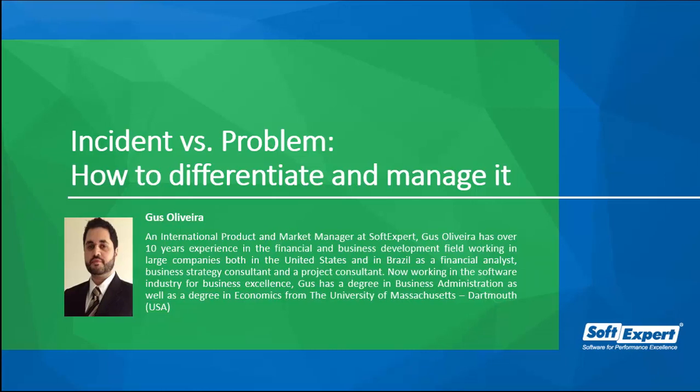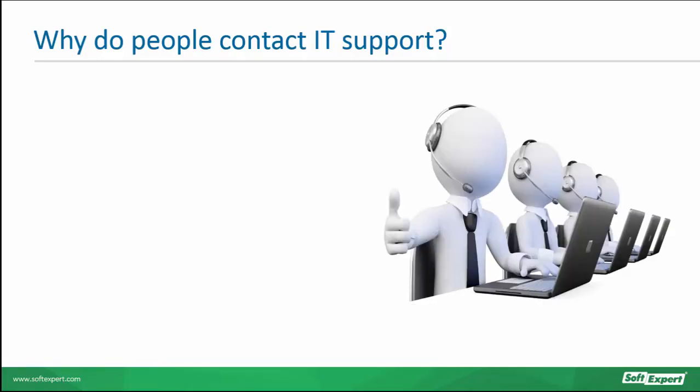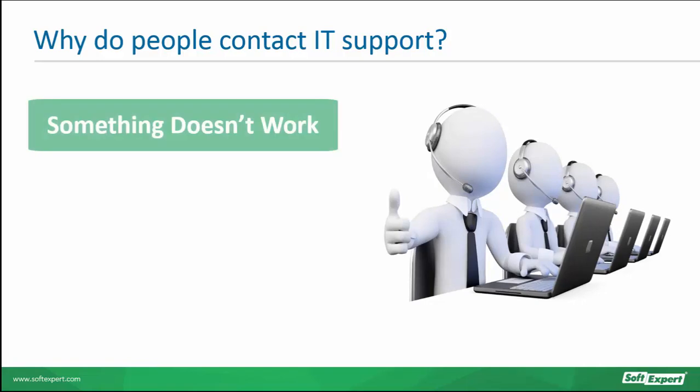Hello, Gus. Thank you very much for the introduction, Tobias. So let's start off by talking about why people contact the IT department. People contact the IT department for three reasons. One, because something doesn't work, okay? Something is broken. They can't connect to something. Devices aren't functioning. Software doesn't work. When IT hears that, they think of an incident, which is what we're going to focus on today.